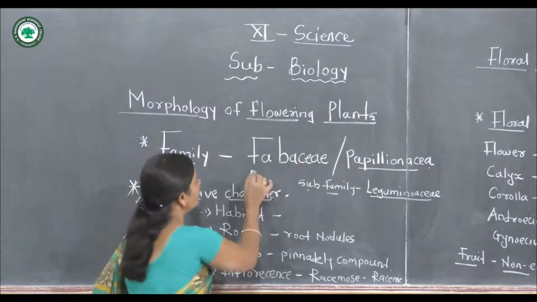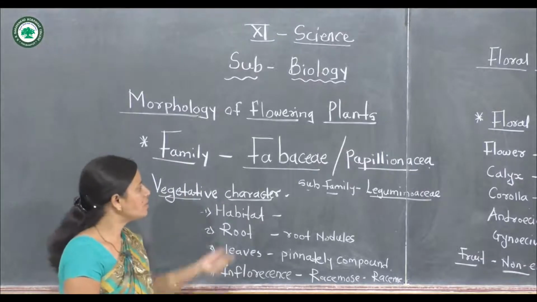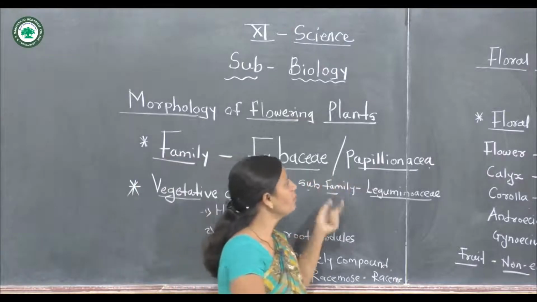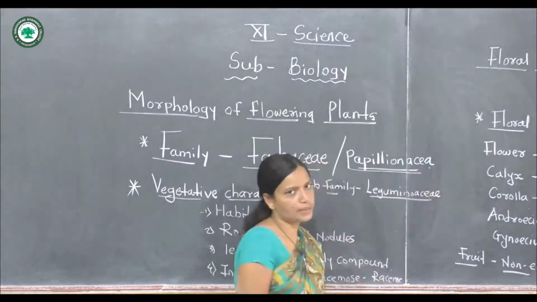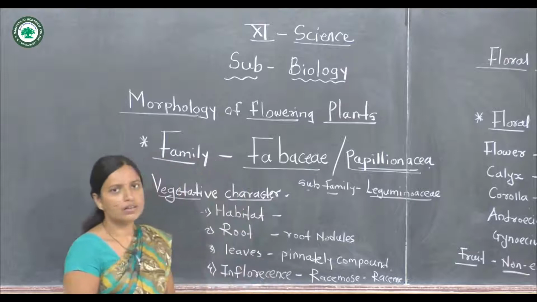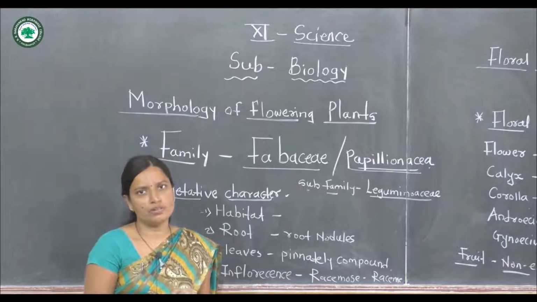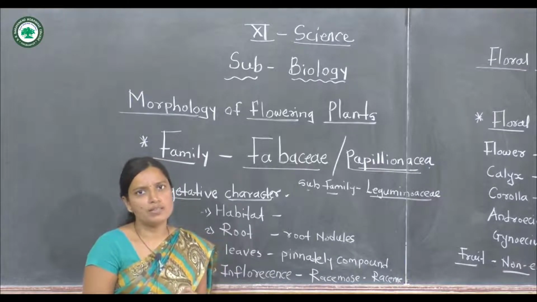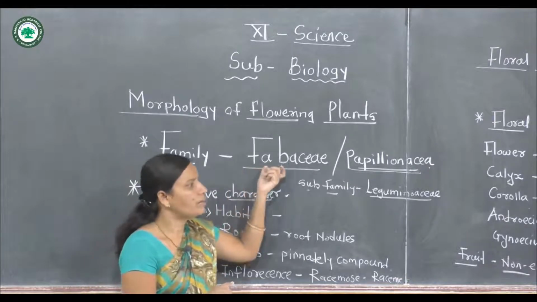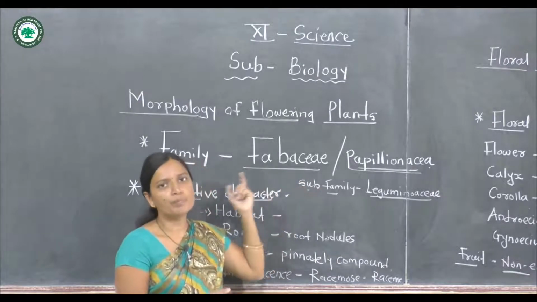Now this important family in this topic is the family Fabaceae. This is the new name of this family. The older name of this family is Papilionaceae. This family is related to the leguminous plants, including the legumes. Some plants form legumes, and all these groups of leguminous plants are included in this family, which is called Fabaceae.